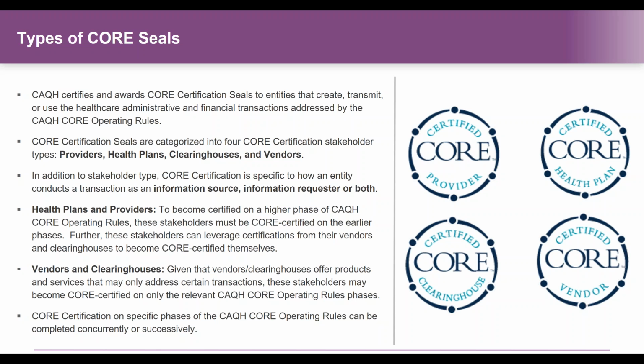Now I'd like to switch to the vendor and clearinghouse stakeholder type. Certification is designed to be tailored to a specific product or solution that a vendor may be seeking to certify. So if you have a product that only touches, for example, the EFT or ERA transactions, you do not have to go through the certification processes for phases 1 and 2. You would just have to complete phase 3 certification for that particular product.